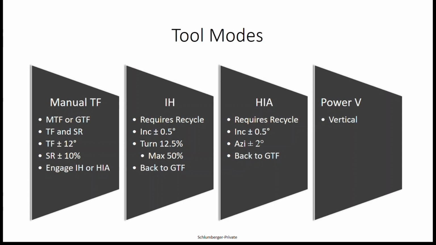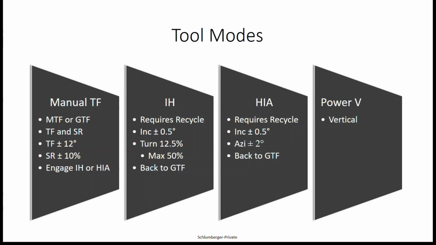Similarly, if I was to put it into HIA mode, it would be the same setup. It requires a recycle, lock into an inclination target, and this one has an additional azimuth target. So once you're locked into an azimuth target, you can nudge that one to the left or right by 2 degrees at a time. Last to note, if you're in ink hold or HIA mode and you want to go back to a manual tool face, it's automatically going to go back to a gravity tool face.